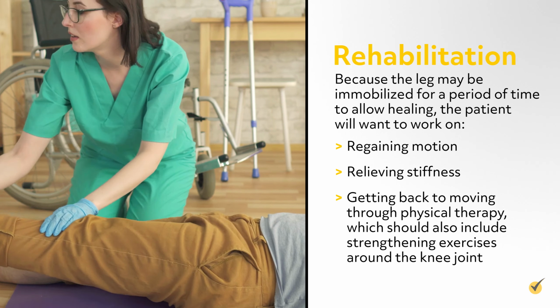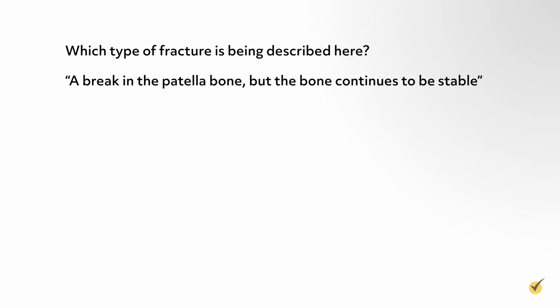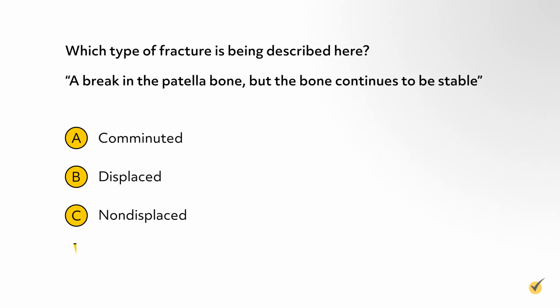All right, before we go, let's go over a couple of review questions to see what you remember. Number 1, which type of fracture is being described here? A break in the patella bone, but the bone continues to be stable. Is it A, comminuted, B, displaced, C, non-displaced, or D, open?